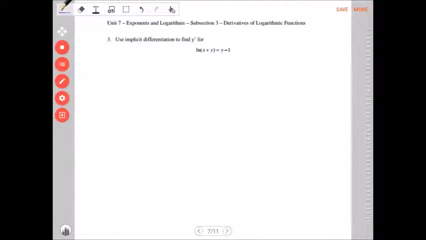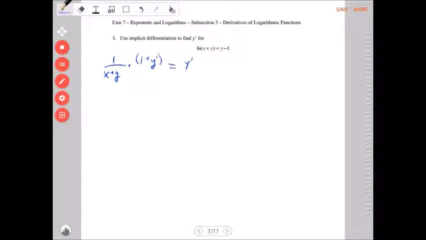Number 3, use implicit differentiation to find y prime for ln of x plus y equals y minus 1. Alright, so first things first, we take the derivative of ln of x plus y, so that's just 1 over x plus y. Then we have to chain rule the x plus y part. So the derivative of x is just 1, and the derivative of y is just y prime. Okay, so then the derivative of y is y prime, the derivative of 1 is 0, so we're done that part.